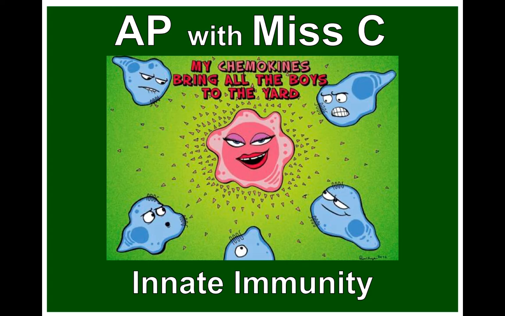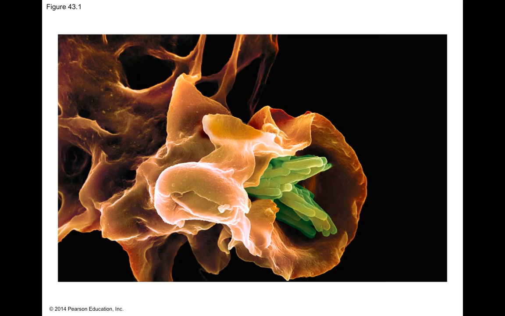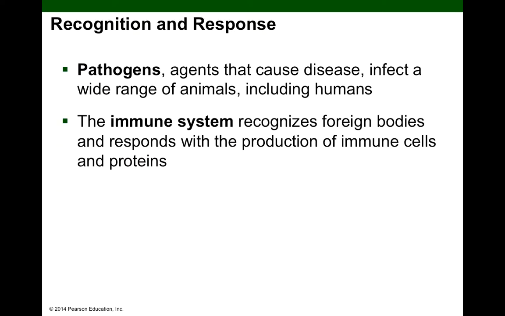So let's get started. Here we have a very cool picture of a macrophage, one of the cells in your immune system, and it's engulfing a bunch of bacteria. Bacteria, along with viruses, fungi, and others, can be referred to as pathogens, an agent that can cause disease. The macrophage is one of the many types of cells whose job it is to interact with and destroy these pathogens.